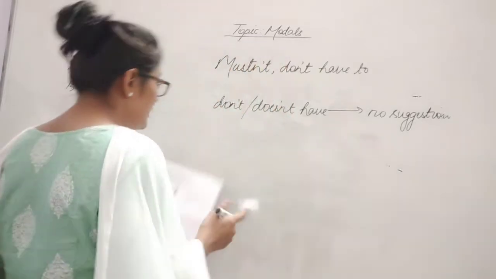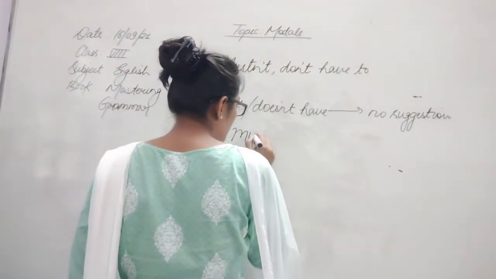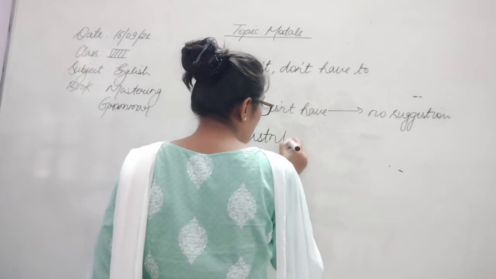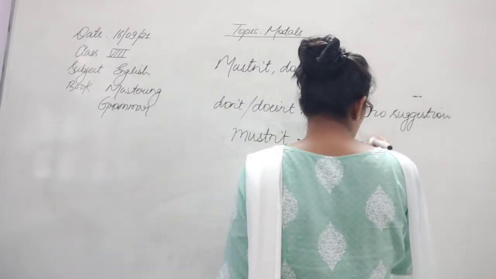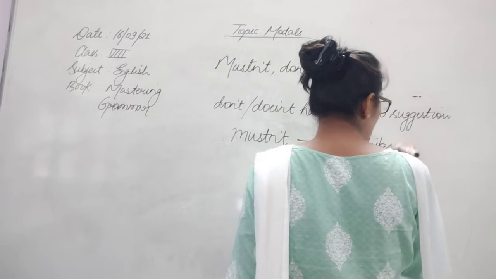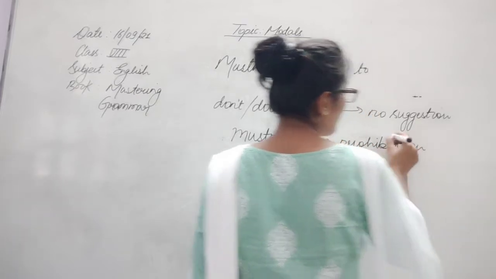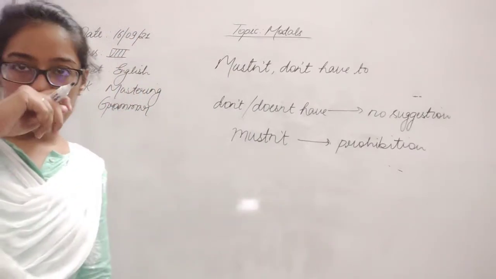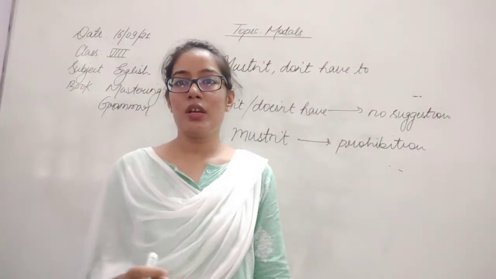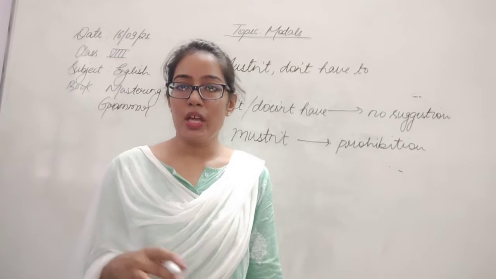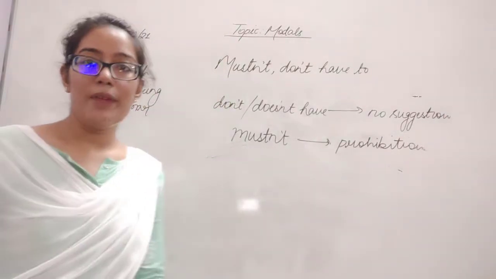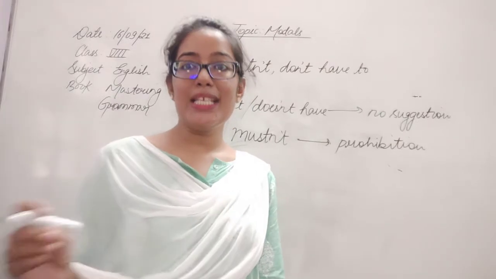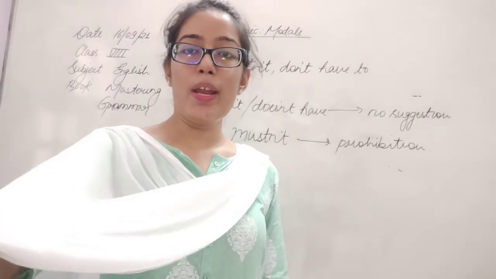Mustn't suggests prohibition. Prohibition means, when something is said not to be done, for that mustn't is used. This is used for prohibition.